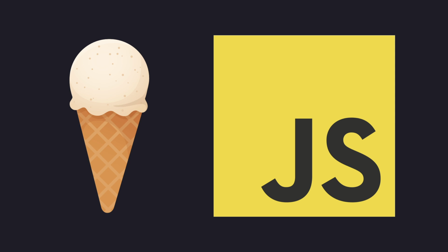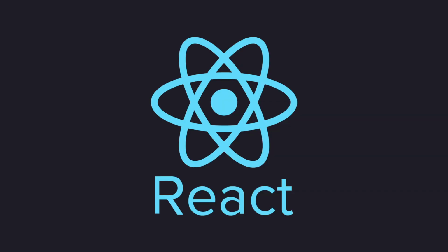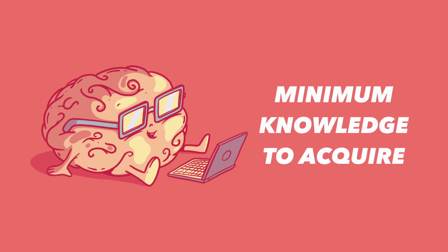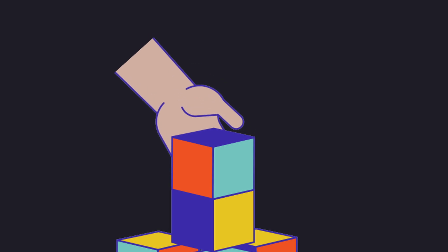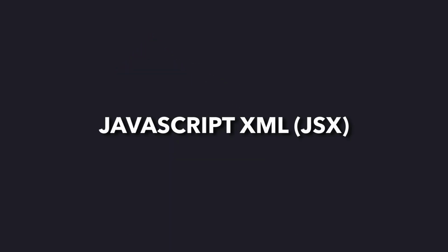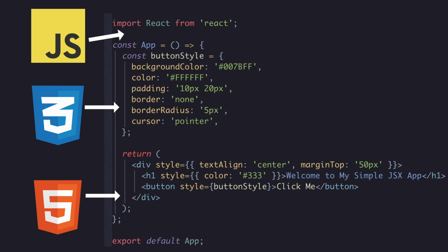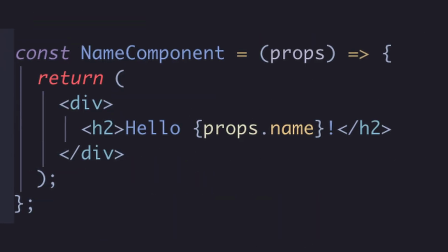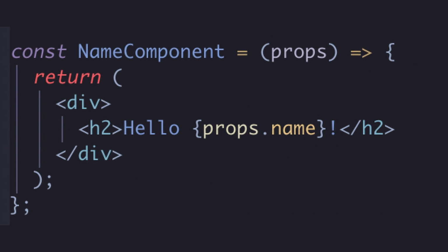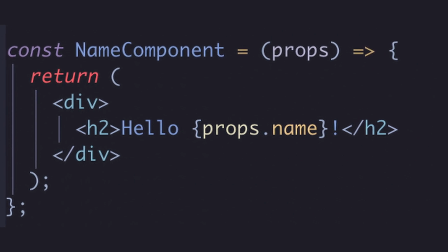So, assuming you are now comfortable with JS, here are some of the React.js topics you must learn. Remember that these are just the minimum knowledge to acquire, and these are non-negotiable. Components, which are the building blocks of React, JSX or JavaScript XML, which combines HTML, CSS, and JavaScript in a single JS file instead of in a HTML file. Properties or props is just the data to pass onto a component. Think of it as an argument and parameter in a function.